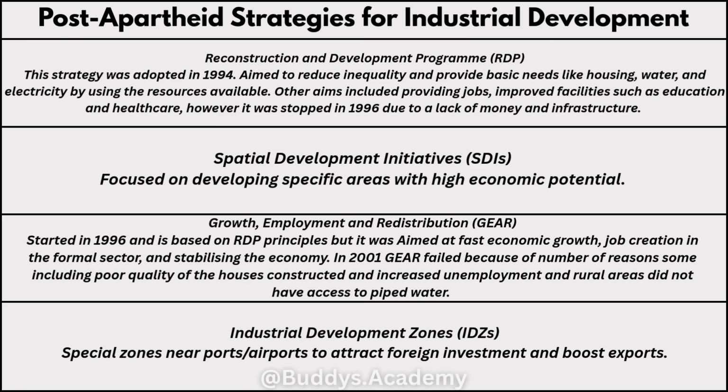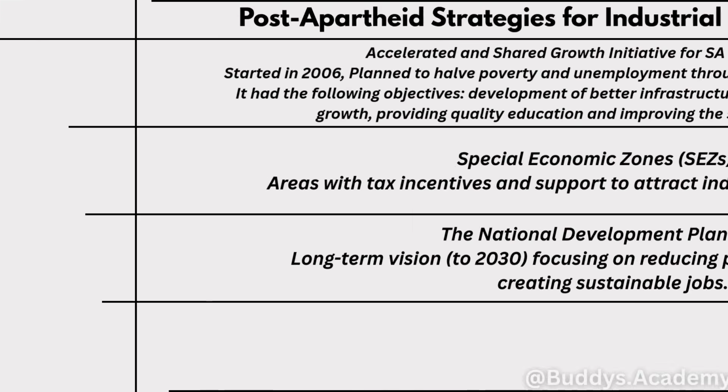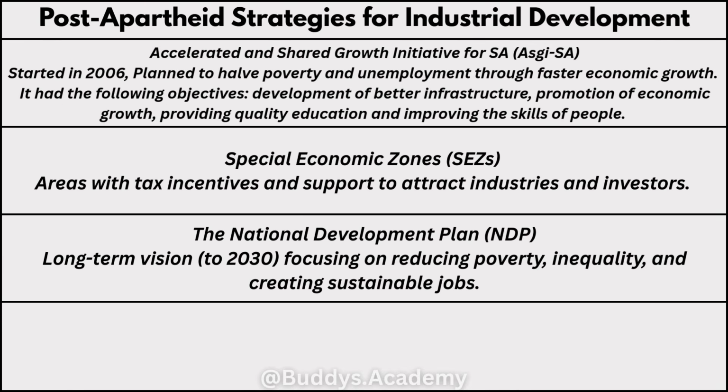Another strategy would be your industrial development zones, your IDZs, and these are going to be your special zones near ports, airports to attract foreign investment and boost exports. The next strategy would be your accelerated and shared growth initiative for South Africa, which was started in 2006, right? And it planned to halve poverty and unemployment through faster economic growth. Now it had the following objectives. The first was the development of better infrastructure. Next was the promotion of economic growth. And it then was basically providing quality education and improving the skills of people.